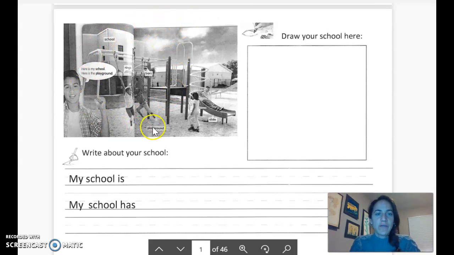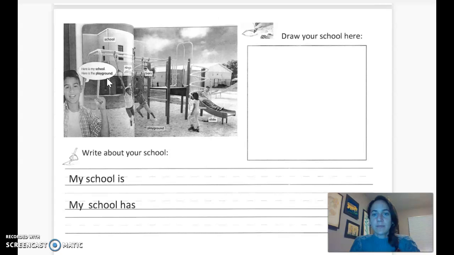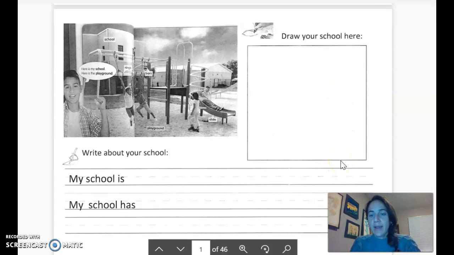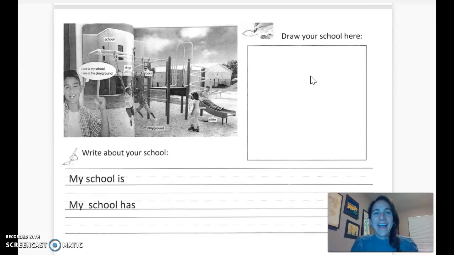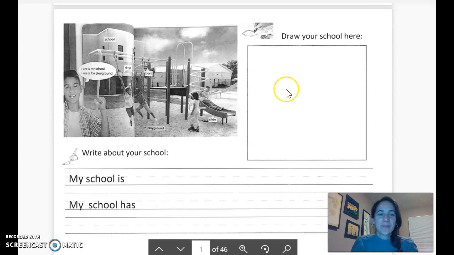This is a picture of someone's school. It says, "Here is my school. Here is the playground." Draw your school here. You can draw a picture of the outside of the school where you play, what the school looks like, or you can draw the inside, like your classroom. Pueden dibujar el edificio, donde juegan afuera, o un cuarto. Now, let's write about it and say it out loud.